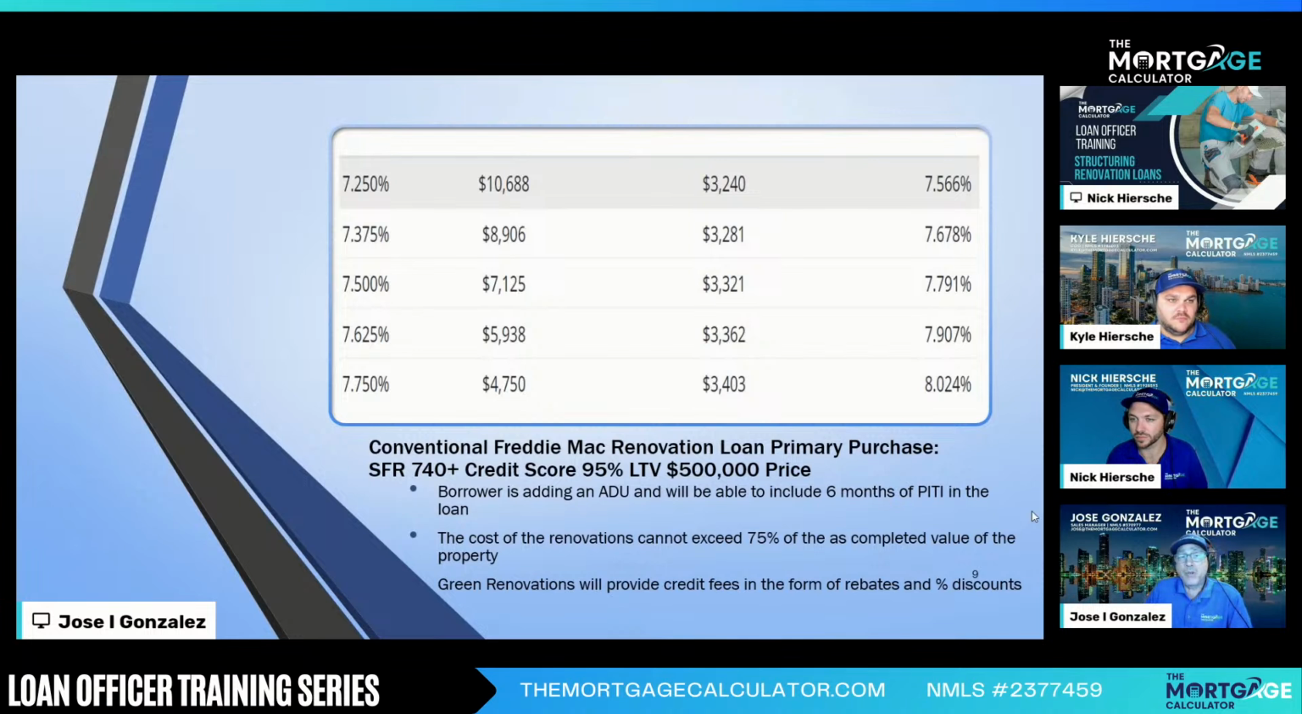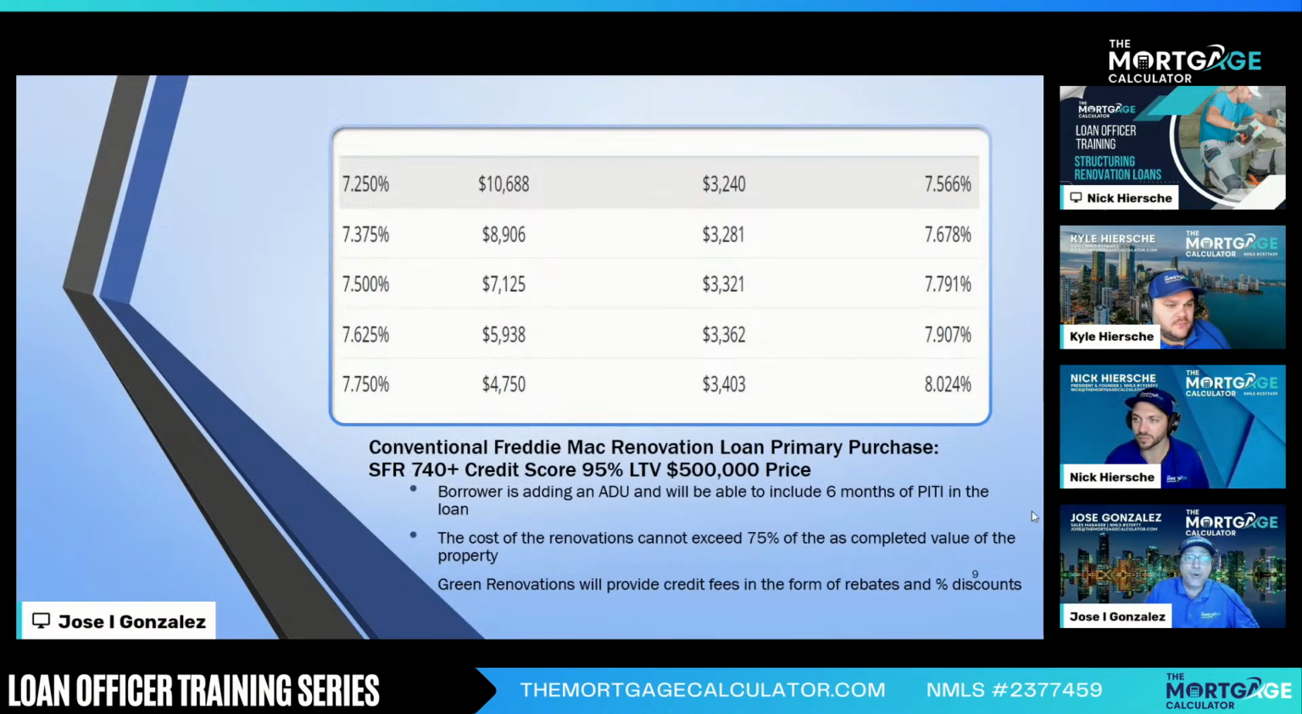And our borrower is even going to be able to include 6 months of PITI, principal, interest, tax, and insurance, in the new loan. Now, the only catch here, they don't really put a limit per se, like a dollar limit, on the renovations. They don't really limit the type of renovation you can do.